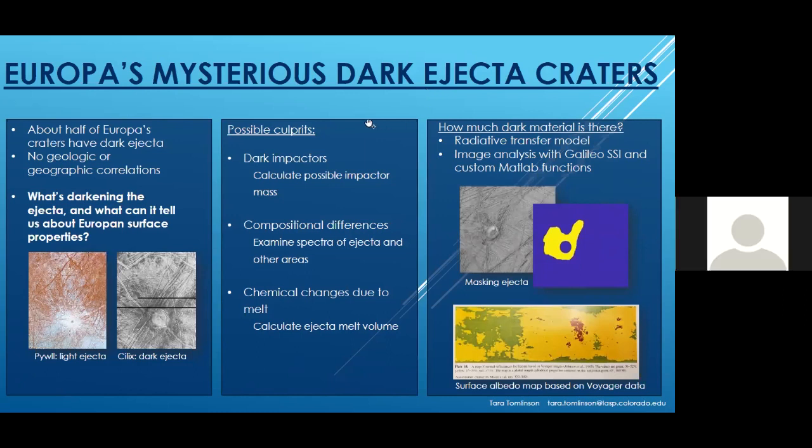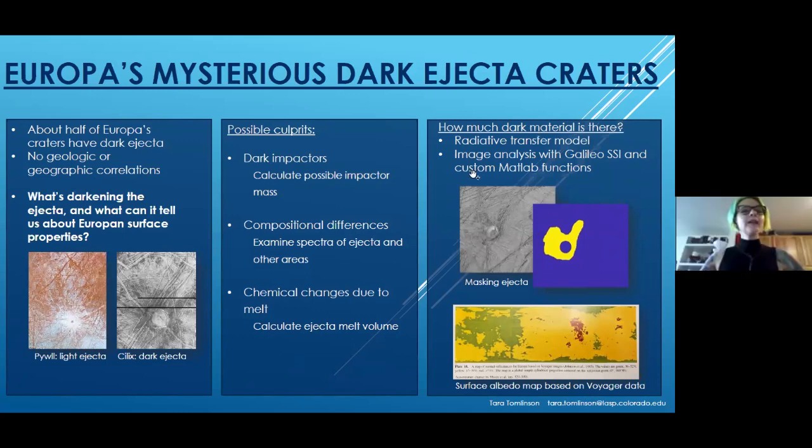Of course, to do all this, I first need to know how much dark material is in the ejecta. So I used a radiative transfer model along with crater images from the Galileo spacecraft to do some image analysis and determine what the concentration of dark material would need to be to cause the amount of darkening we observe. I also took care to remove any dark material that was already on the surface using albedo data created by Voyager. Next slide, please.